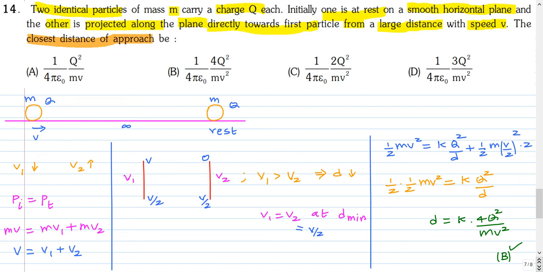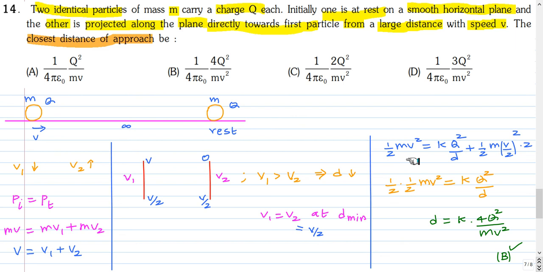So the velocity v1, that is the velocity of the first particle, will keep on decreasing from v to v by 2, and the velocity of the second particle will keep on increasing from 0 to v by 2. When v1 is greater than v2, the distance will keep on decreasing, and at the minimum distance point v1 and v2 will be the same, and that should be equal to v by 2, because v1 plus v2 is v, and v1 keeps on decreasing and v2 keeps on increasing. So at the minimum distance point, both the velocities will be the same and will be v by 2.